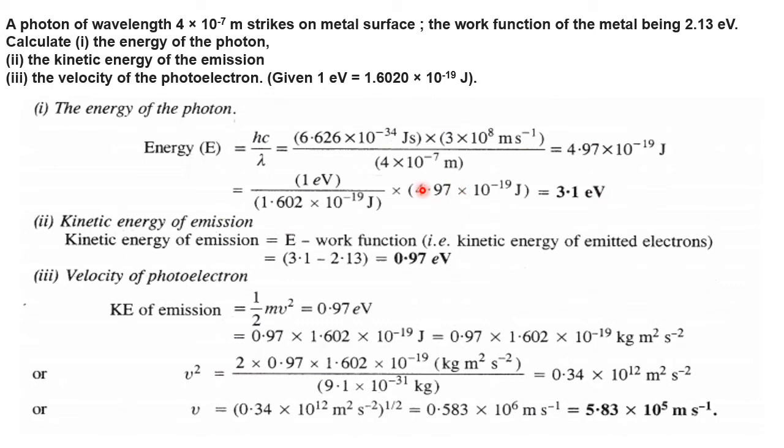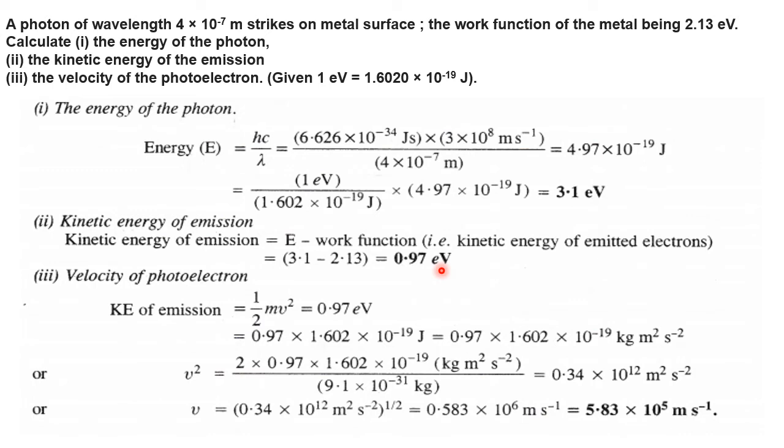Okay, so therefore, kinetic energy equal to what? This is hν minus work function, which is hν₀. What is hν? Just now we have calculated hν. What is hν₀? Work function is given here. So 3.1 minus 2.13, both in electron volt, simple minus gives you 0.97 electron volt. This is the kinetic energy of the emitted electron.